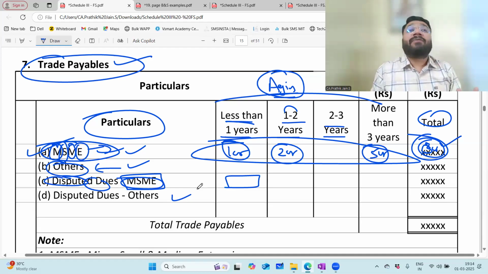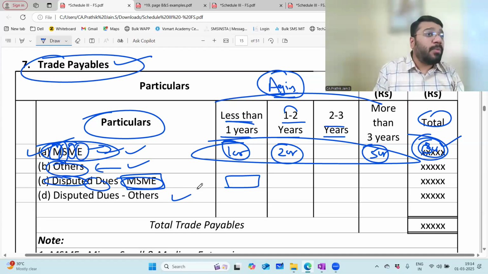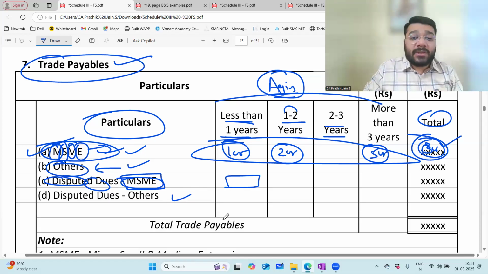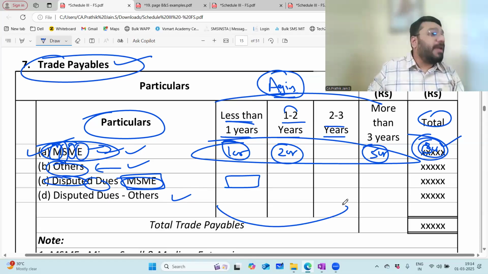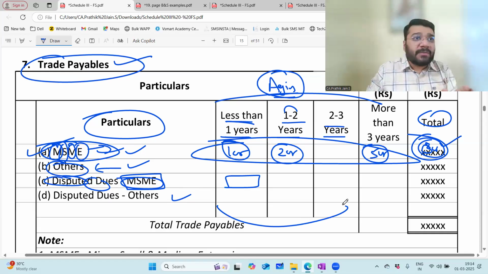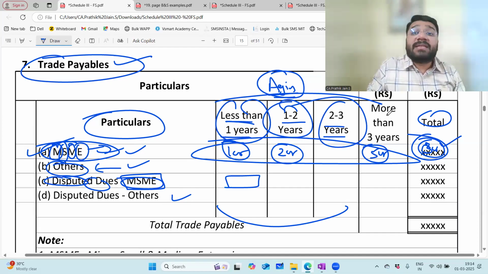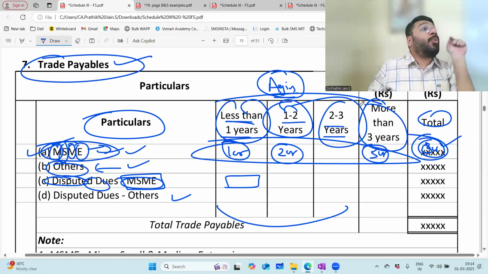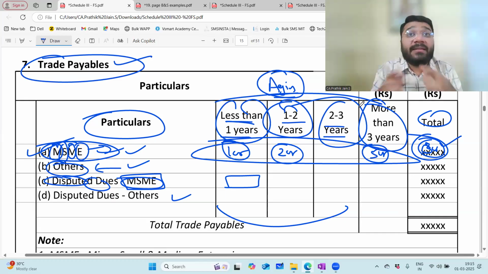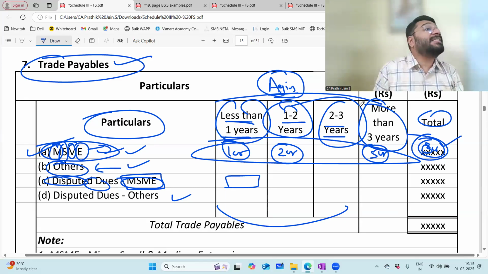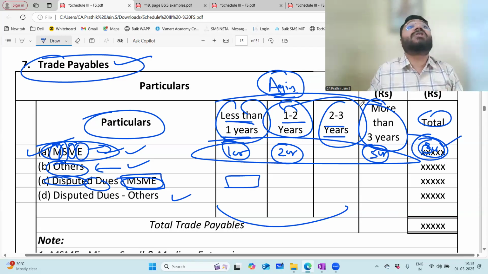Now, if you see in some questions for trade payable, they have not given this disclosure requirement. In some questions, they have done it. In my opinion, wherever possible, if these data are given in the question, it means the question wants you to prepare the trade payable in this aging format. This is called aging format. Meaning I'm trying to show the age of trade payable.